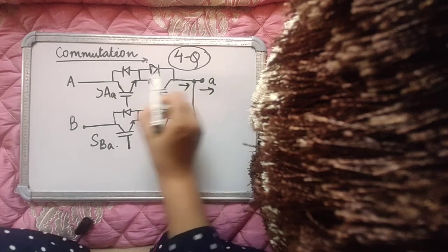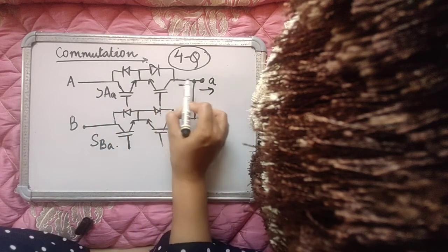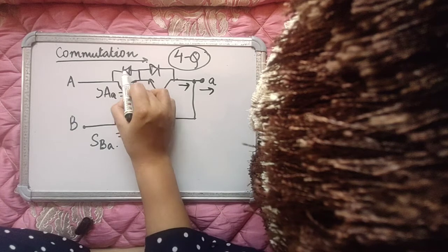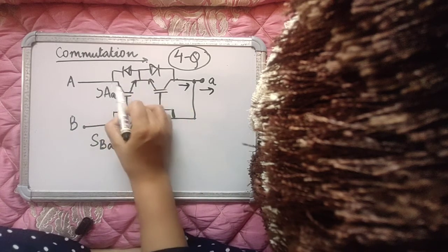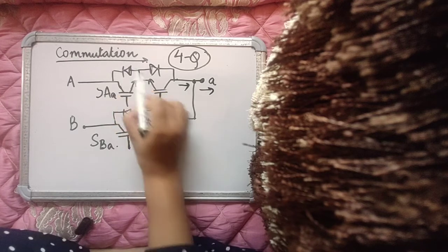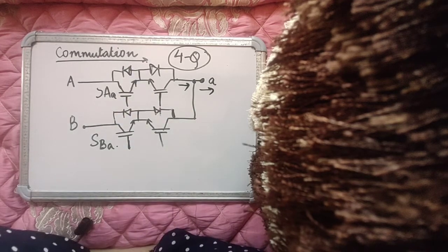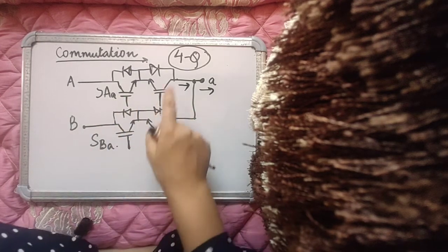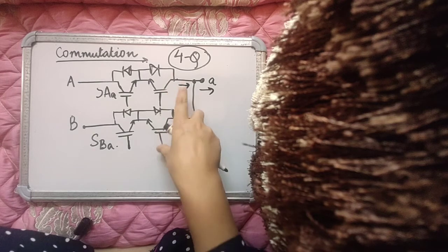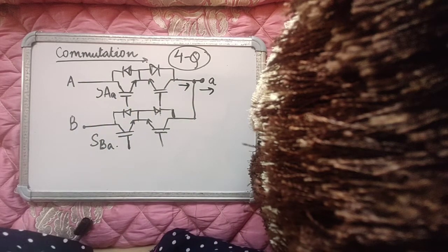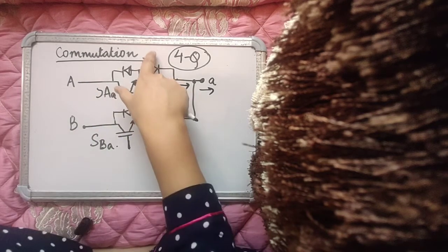Is it possible that any current will be carried by the diodes? No, because the diode always needs one switch to complete the path. This diode needs this switch and this diode needs this switch, and when there is no pulse to any of the two switches, it will not conduct. The diode cannot conduct alone. So the absence of freewheeling path in a matrix converter or any bidirectional switch used in any converter for that matter causes a commutation problem.